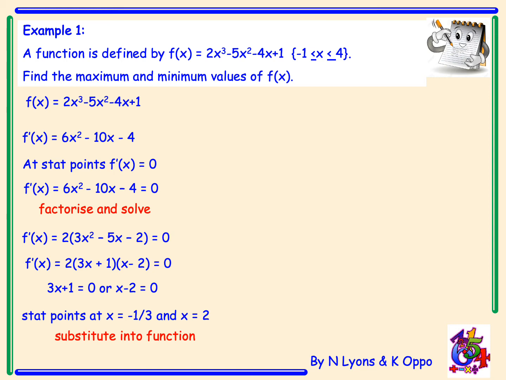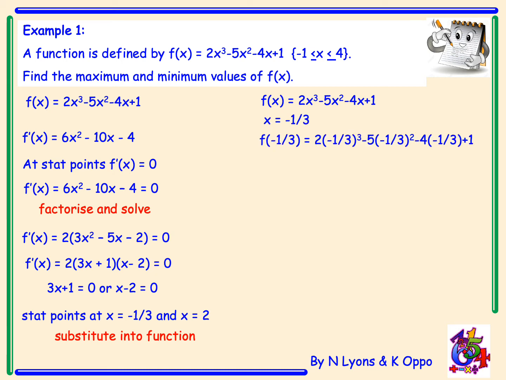Now I'm going to take those x coordinates and substitute them back into the function, and that gives me the y coordinates. So f of x equals 2x cubed minus 5x squared minus 4x plus 1. When x equals -1/3, I put that into the function. You can use your calculator and we get 46/27. Now remember to always try and simplify your fractions, but in this case that's in its simplest form. That tells me I've got a turning point at -1/3, 46/27. Now sometimes in the past papers you do get funny complicated fractions, and that's okay, you just leave it like that. That's one of the stationary points.